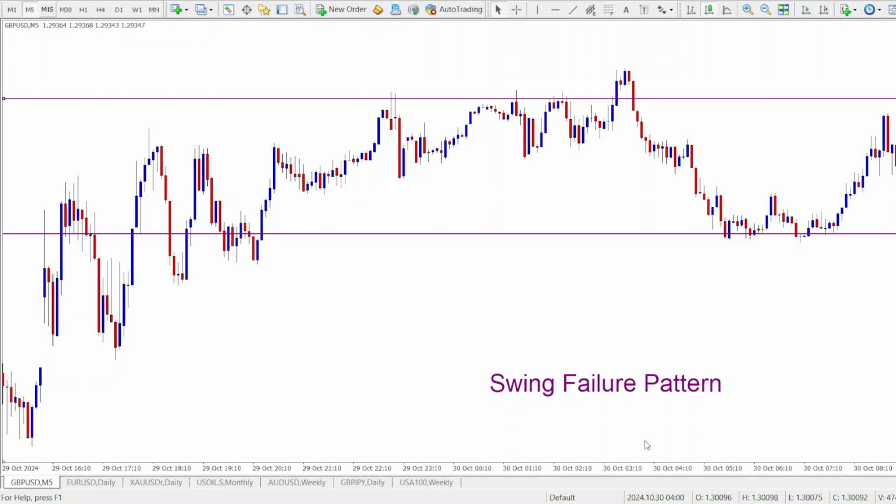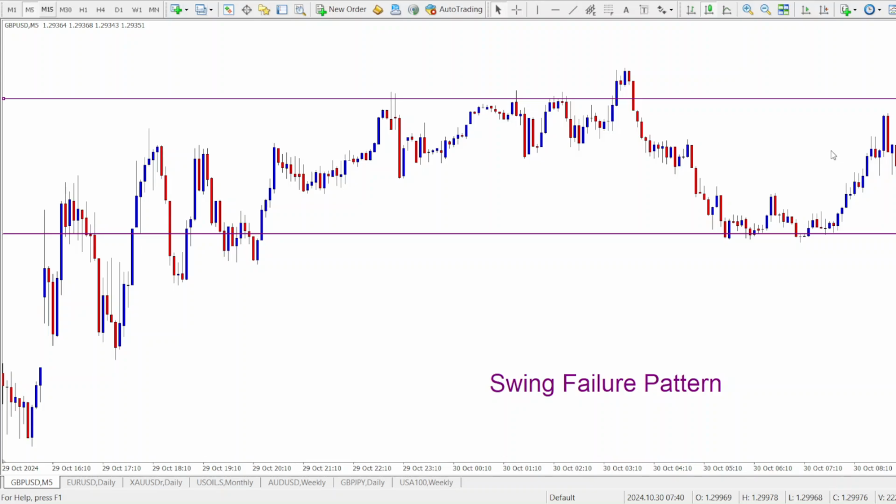Now, the swing failure pattern is a valuable tool for any trader looking to increase precision in their trades. So by focusing on failed breakouts, the SFP helps you avoid some of the noise and false signals that can come with traditional breakout strategies. So instead of just relying on the price level being broken, like what we had already identified, you can look for the market's inability to maintain that level. This often gives you a more reliable indication of when to enter and exit trades.